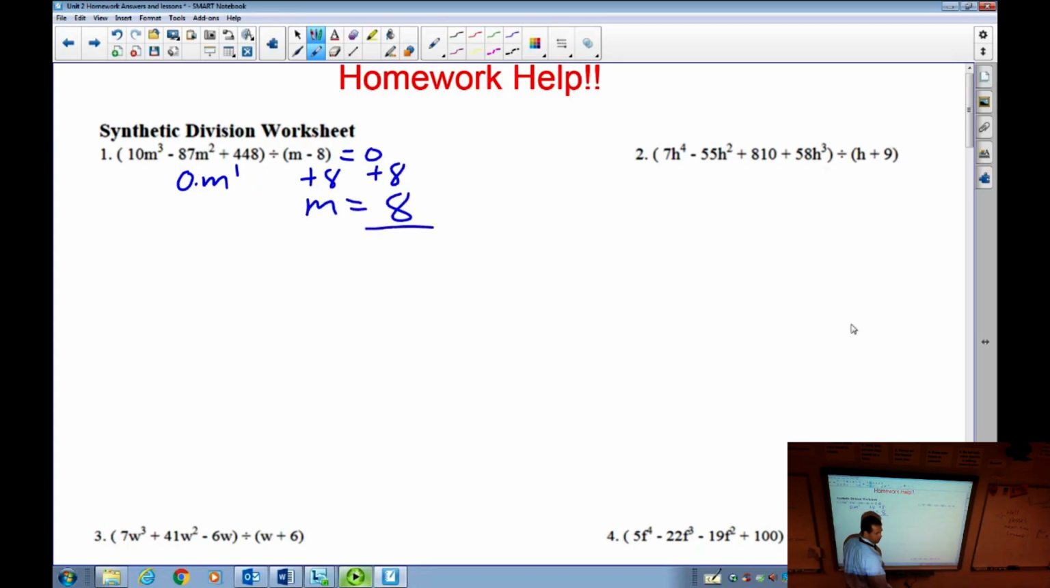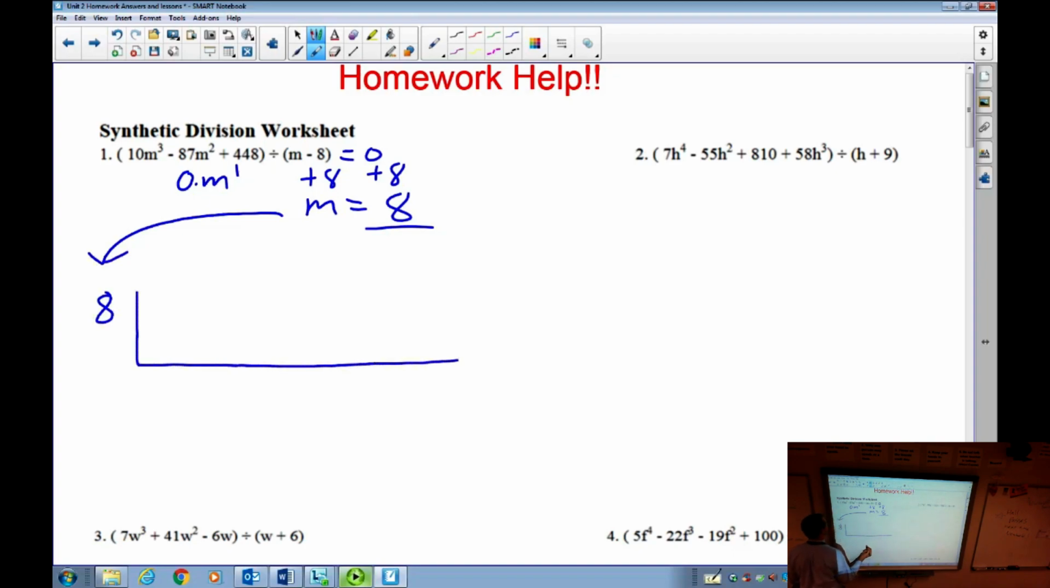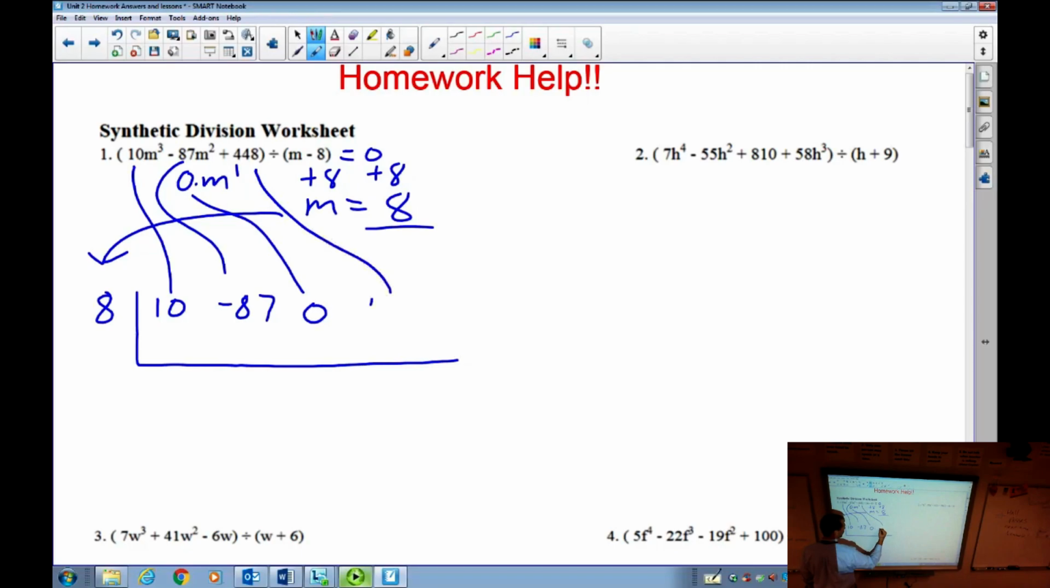And so 8 is the key number that's going to be on the outside of the house when we're doing synthetic division. So we're going to bring that over here, put an 8 down. And we'll draw an upside down house like that. And then we're going to leave the m cubed, leave the m squared, leave all the variables there, just bring down their coefficients, just bring down their numbers. So 10, there we go. And then negative 87 goes right here next. Then we'll bring down our 0. And then we'll bring down our 448. Wow, what a beastly problem.